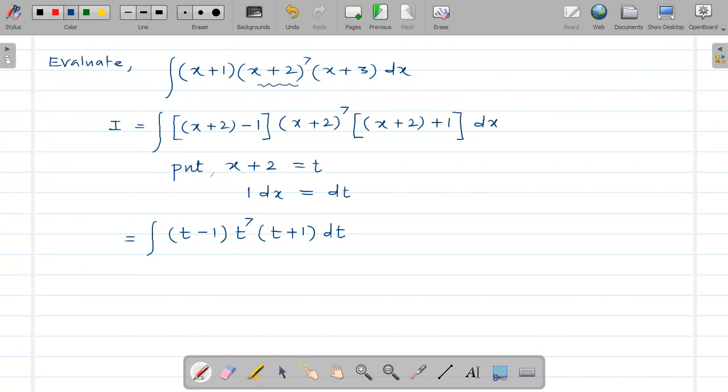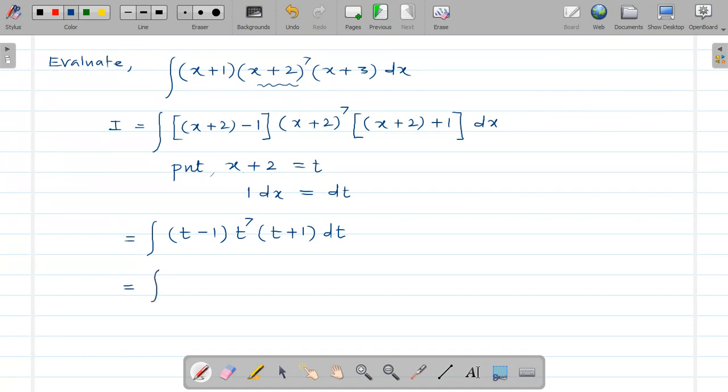We express x plus 1 as x plus 2 minus 1, and we express x plus 3 as x plus 2 plus 1, because x plus 2 raised to 7 is the complicated term. So we have to substitute x plus 2 is equal to t, so that it will get simplified. Now see this expression. Now in this expression we get t minus 1 into t plus 1.